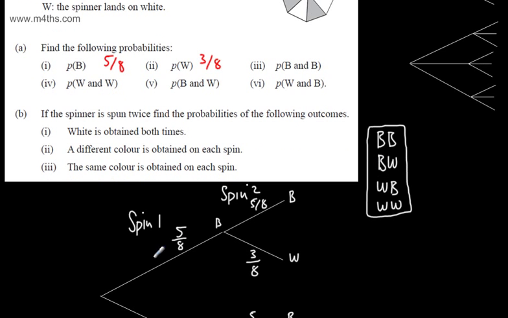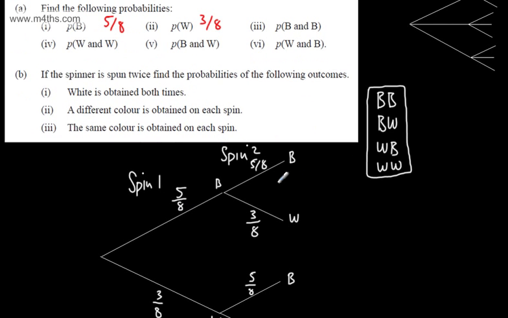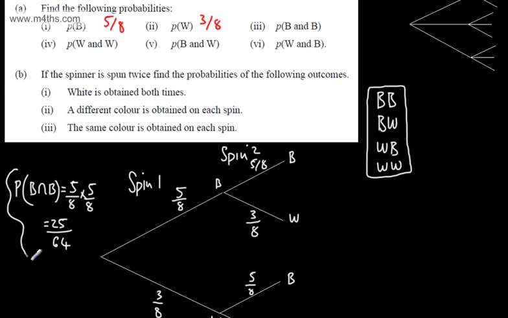B and B. We simply follow up. We've got B and B. I see the word and, so we can say that that is going to be now the probability, and I'm just going to use the other notation. B and B is going to be 5/8 multiplied by 5/8, or if you like, 5/8 squared, which is going to give us 25/64.